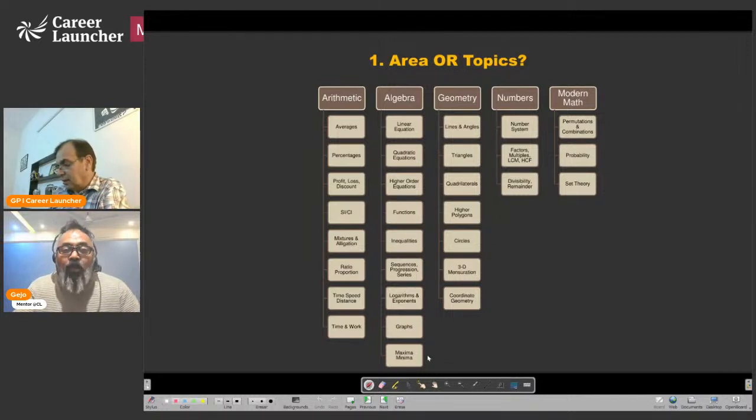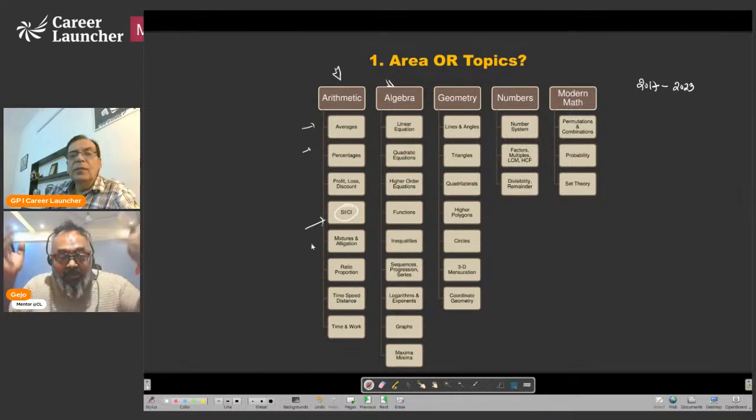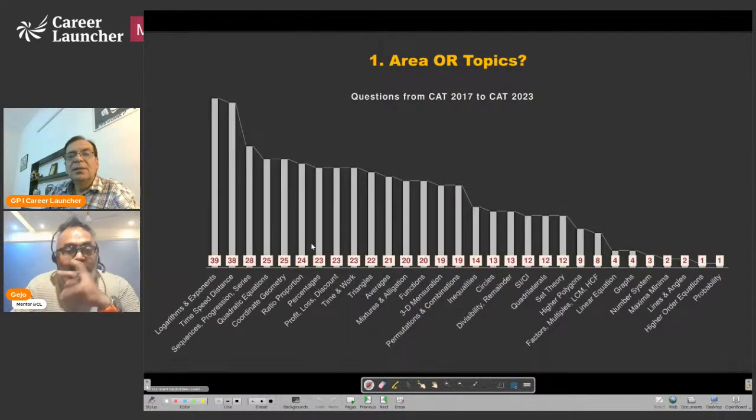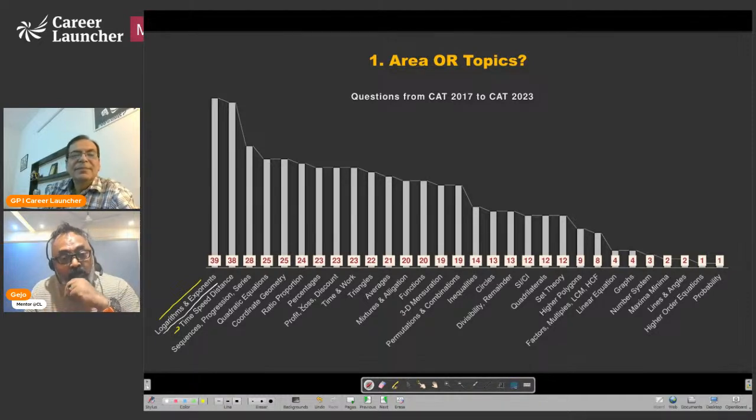I populate a graph. So basically what I've done is I picked up 2017 till 2023, and instead of looking at the level of arithmetic, algebra, geometry, let's look chapter-wise. For example, how many questions of simple interest, compound interest came in the CAT in all these years? Okay, this is the story. The top is logarithm and exponents. I've counted logarithm and exponents as one chapter. Then there is time speed distance, sequence progression series, quadratic equation, coordinate geometry, ratio proportion, percentages, profit and loss, time and work, averages, and so on and so forth.